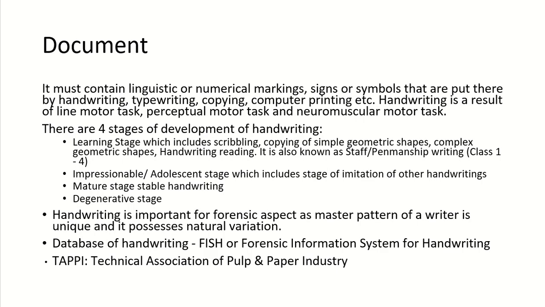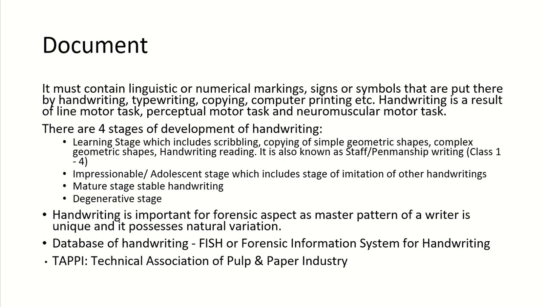So first we'll discuss about what is a document. A document must contain linguistic or numerical marking, sign or symbols, anything that are put by handwriting, typewriting, copying, computer printing, etc. And handwriting is a result of line motor task, perceptual motor task, and neuromuscular motor task. So along with the muscle movement, the conceptual thinking or the brain part is also involved.